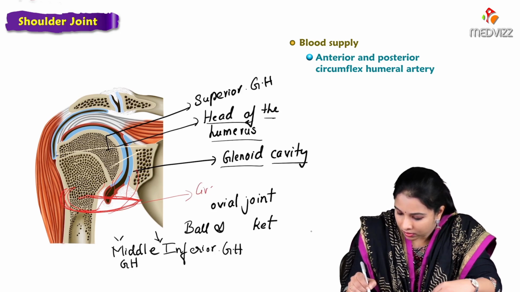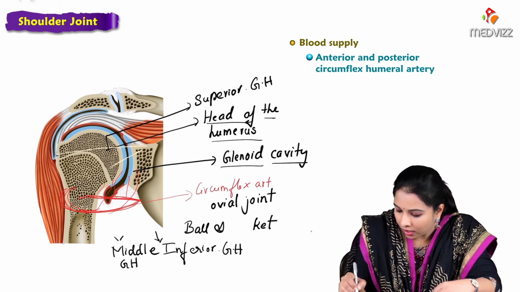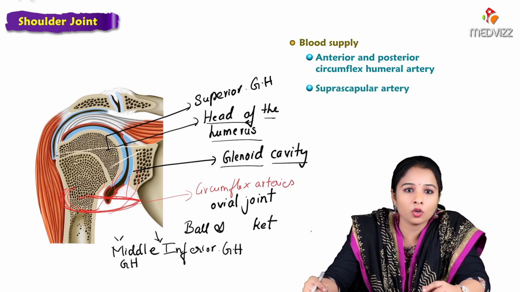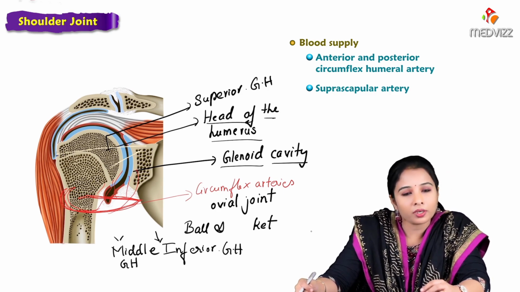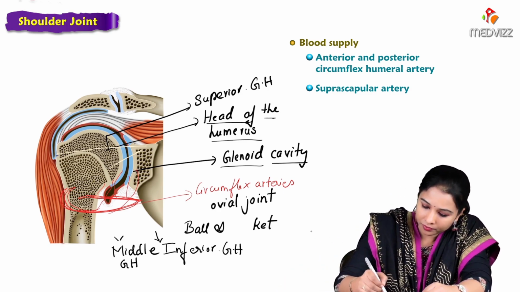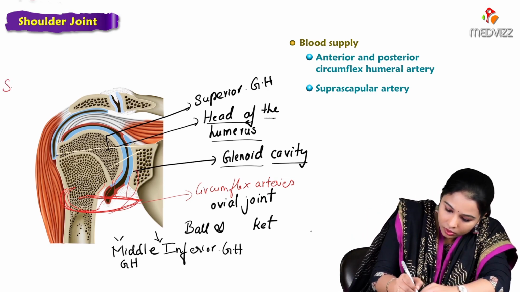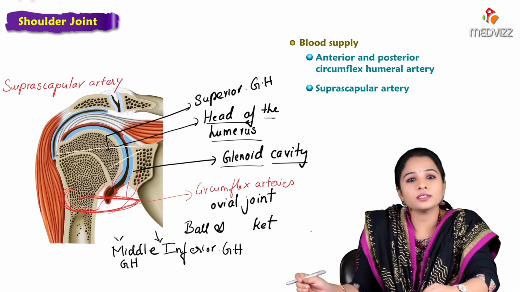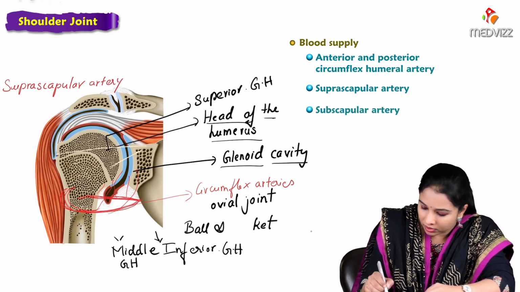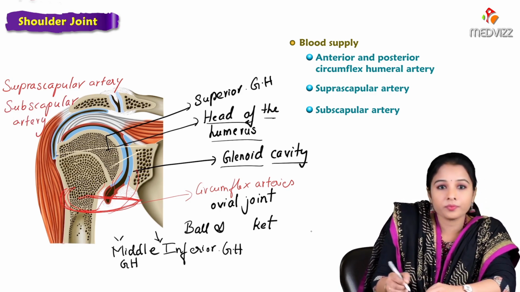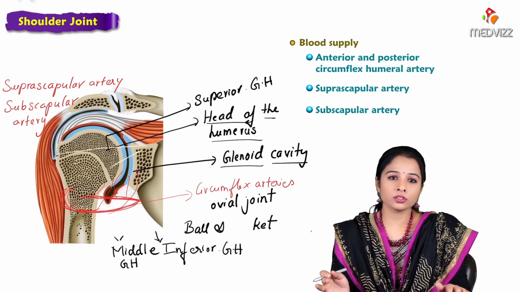So circumflex arteries. Next is the suprascapular artery which runs along with the suprascapular nerve to supply the supraspinatus and infraspinatus muscle. So suprascapular artery from above. So I will just mention here suprascapular artery. The next artery is the subscapular artery which supplies from below along with the subscapularis. So these are the arteries which supply the shoulder joint.